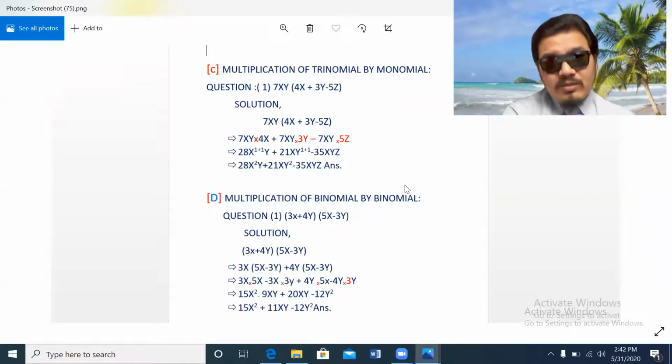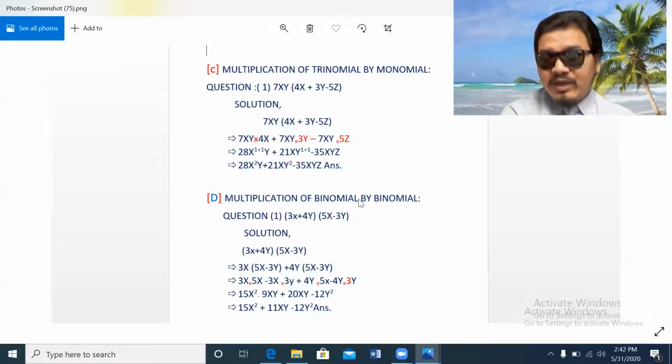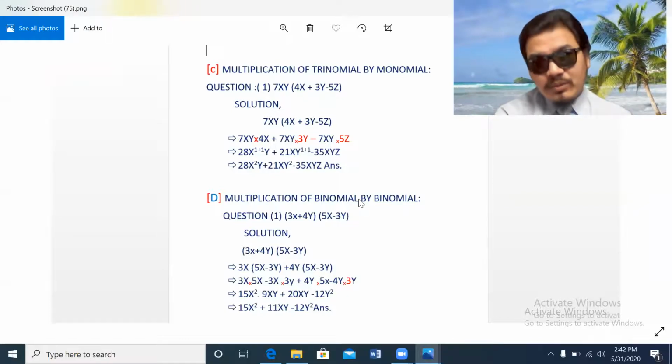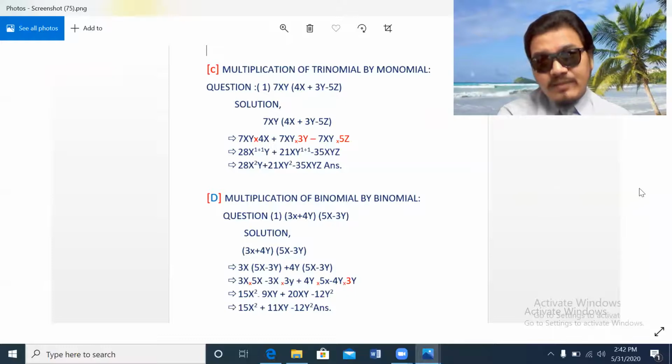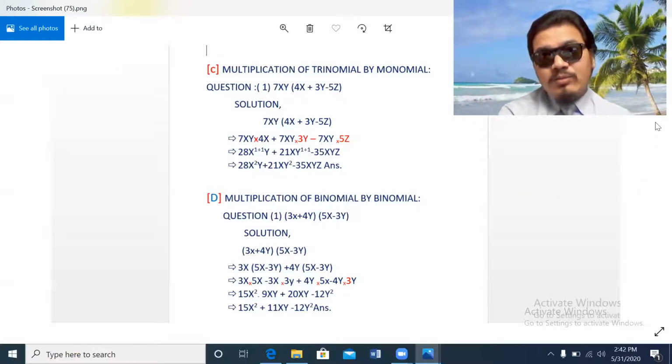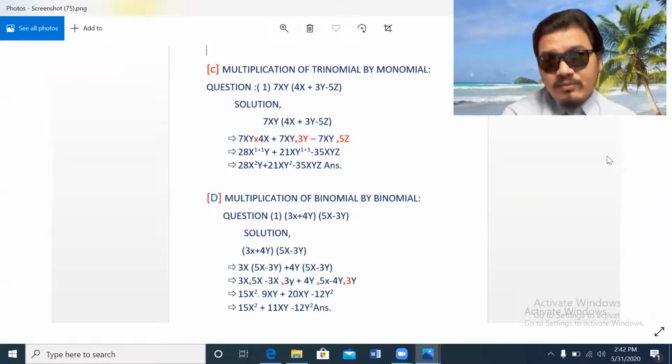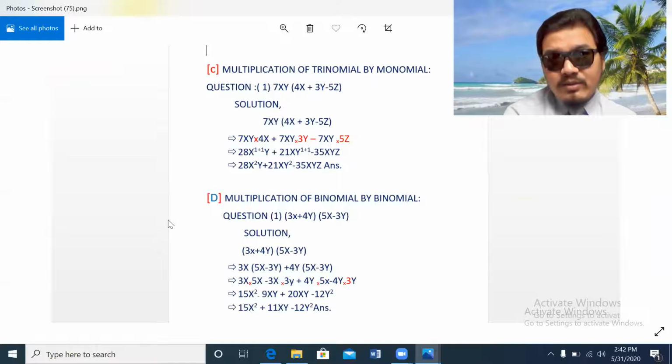This is the multiplication of binomial by binomial, how to multiply two terms with two terms, if it is given like this. Now let's move to the next one.